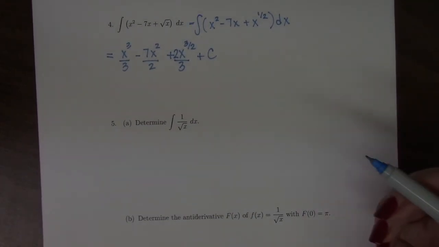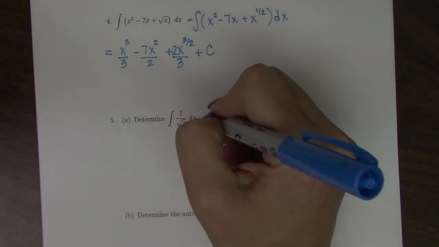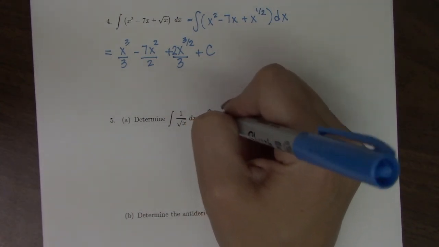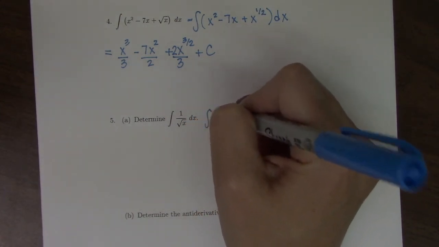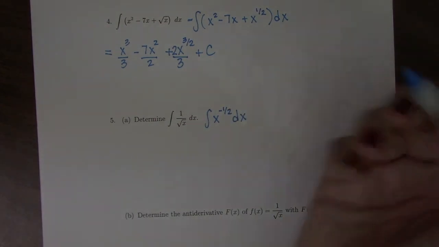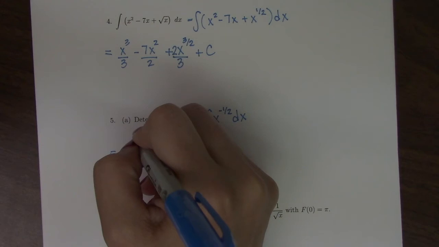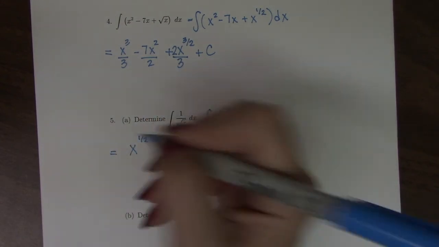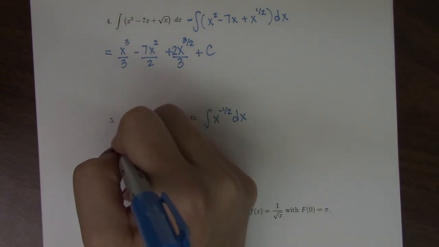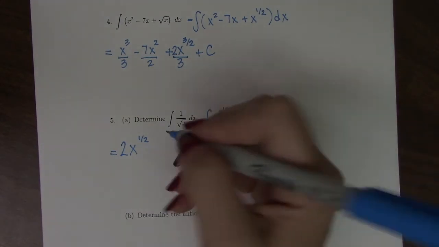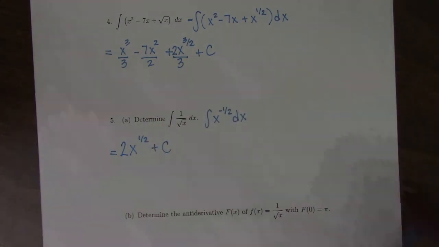Number 5, we want to do something similar. I want to rewrite this as the integral of x to the negative 1/2, so I can use the power rule. Now when I anti-differentiate it, negative 1/2 plus 1 is positive 1/2, and when I divide by 1/2, it's the same thing as multiplying by 2, and then I add my plus c.